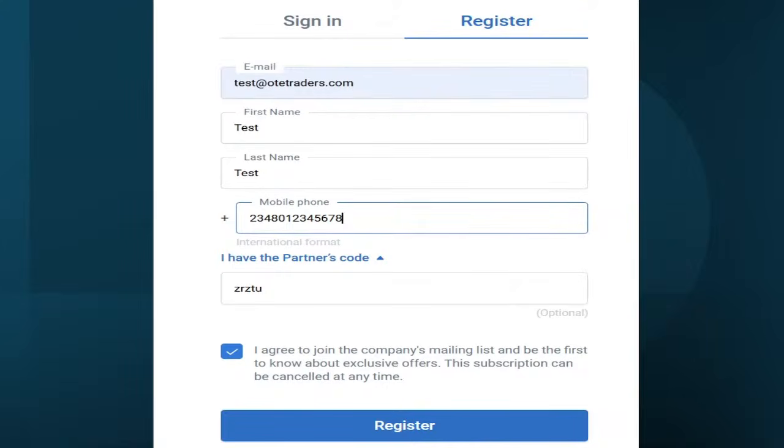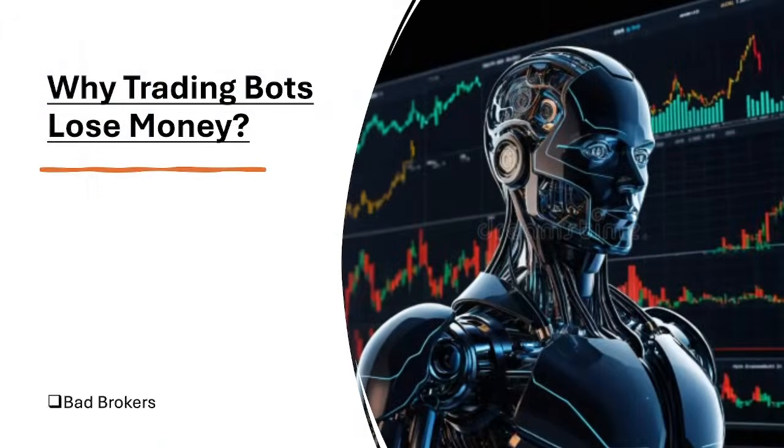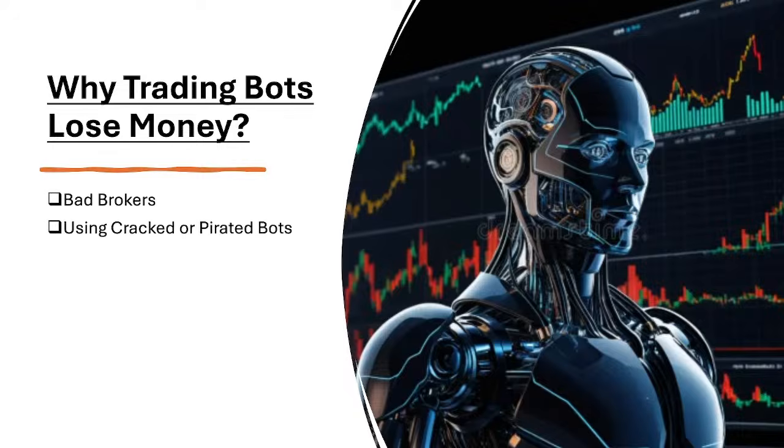They are a reliable broker. We've used them and we have a whole lot of money with them. So the first one is a bad broker. The second one is using cracked or pirated trading bots. Most of these guys, they're cracked trading bots.